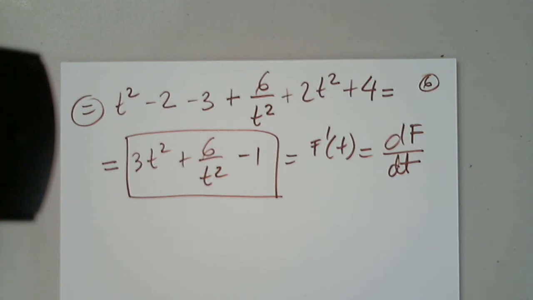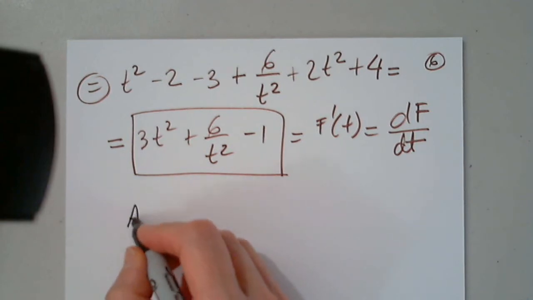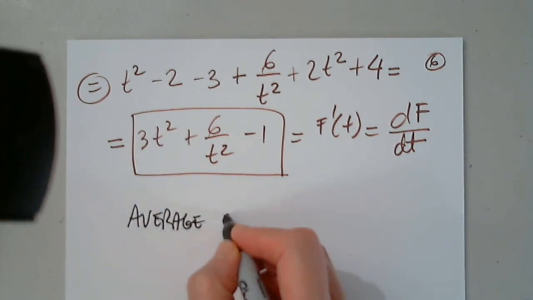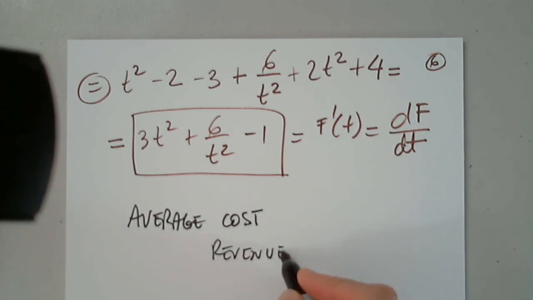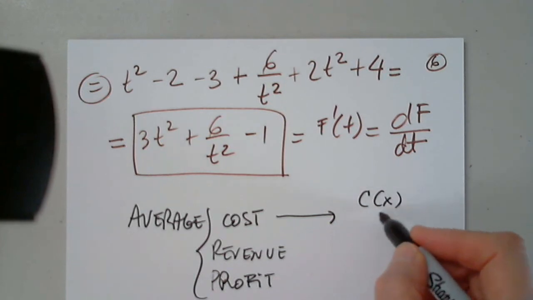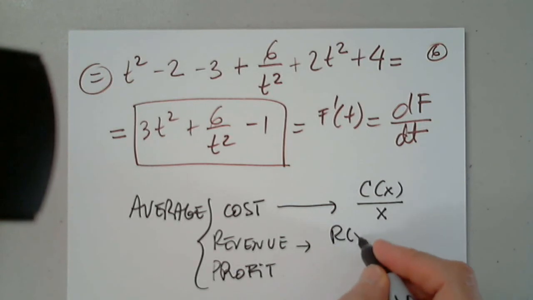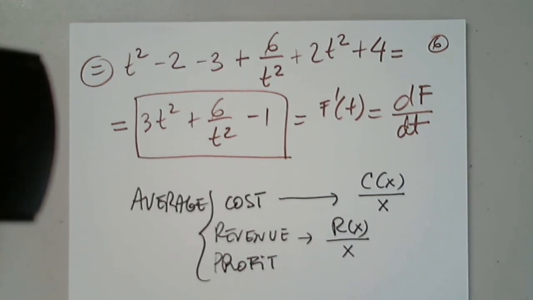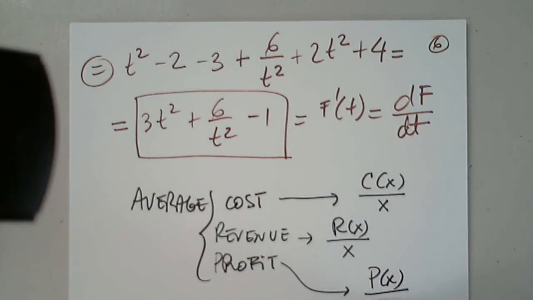Okay. 3 definitions. Well, they're basically very similar. Something called average cost, or it can be revenue, or it can be profit. This is C of x divided by the number of units produced. The same thing for revenue, revenue divided by the number of units produced. And of course, average profit, profit divided by the number of units produced.